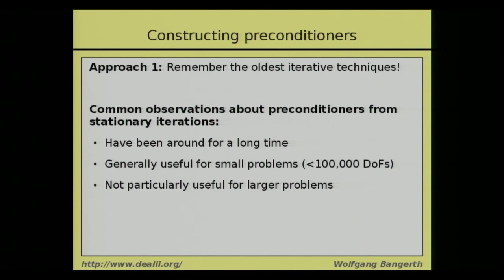All right. So a common observation about preconditioners from stationary iterations, just like Jacobi or SSOR, is, well, first, they've been around for a long time. Like I said, hundreds of years. They're generally useful for relatively small problems. So relatively small means, let's say, less than 100,000 degrees of freedom. That's fine in 2D. You can solve most problems in 2D with less than 100,000 unknowns. But these preconditioners are not particularly useful for larger problems. And we will have to come back to this and try to come up with better methods for large problems.